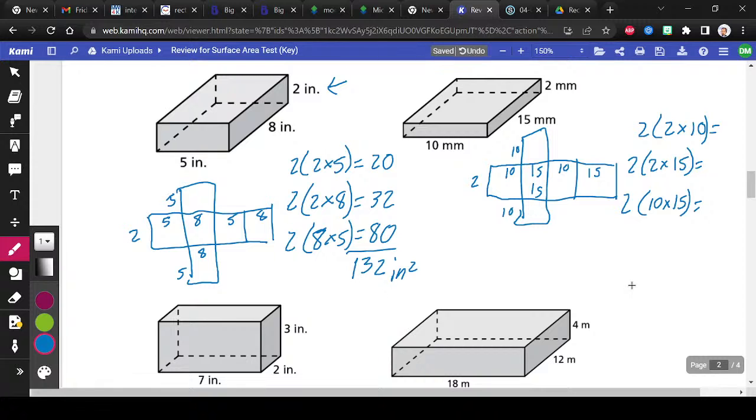2 times 2 times 10 gives us 40. 2 times 2 times 15 gives us 60. And 2 times 10 times 15 gives us 300. So altogether, this is 400 millimeters squared.